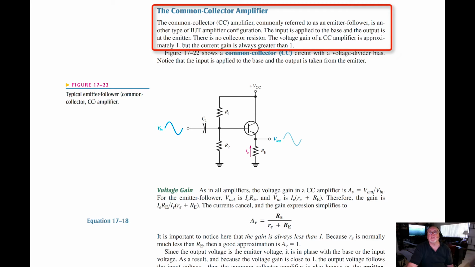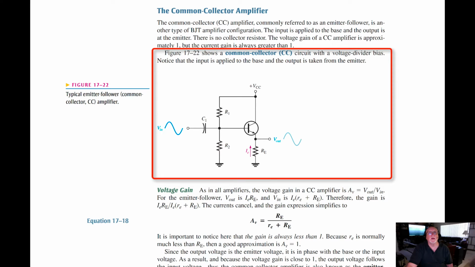The input is applied to the base and the output is at the emitter. There is no collector resistor. The voltage gain of a common collector amplifier is approximately 1, but the current gain is always greater than 1. The figure below shows the common collector circuit with a voltage divider bias. You'll see that's a common theme.